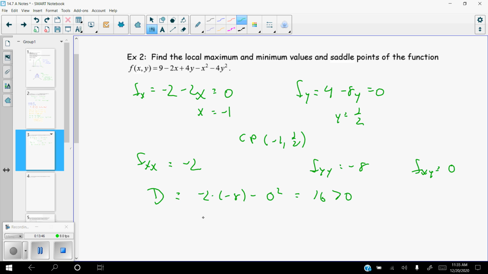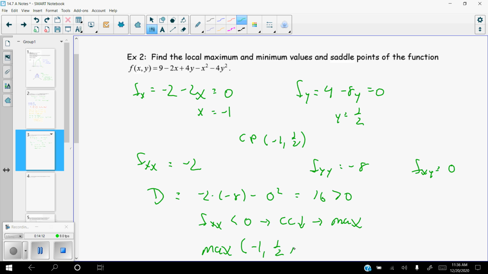So now we just need to check the sign of fxx. Fxx here is less than 0, which means that this is going to be concave down. That means we have a maximum. So we're going to have a maximum at the point negative 1, 1/2, and probably could do this one with it.